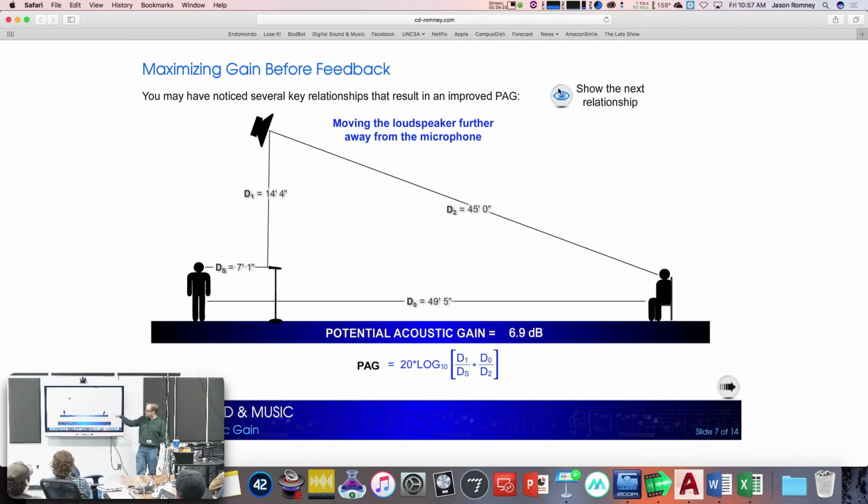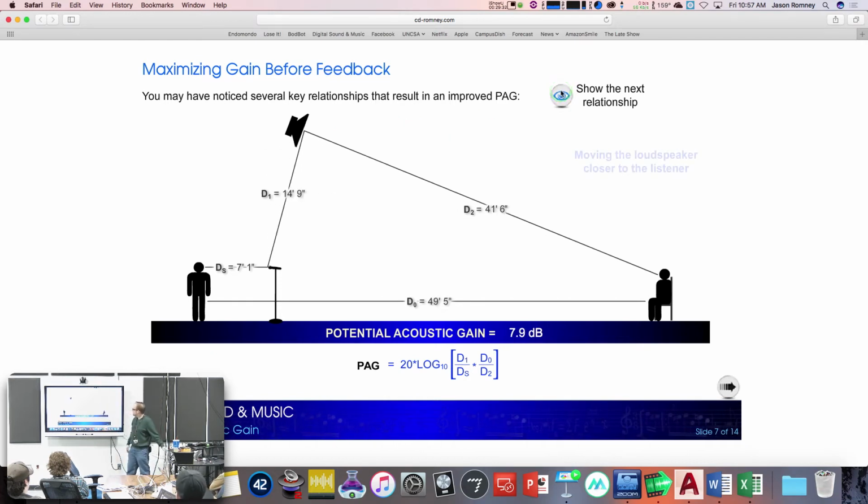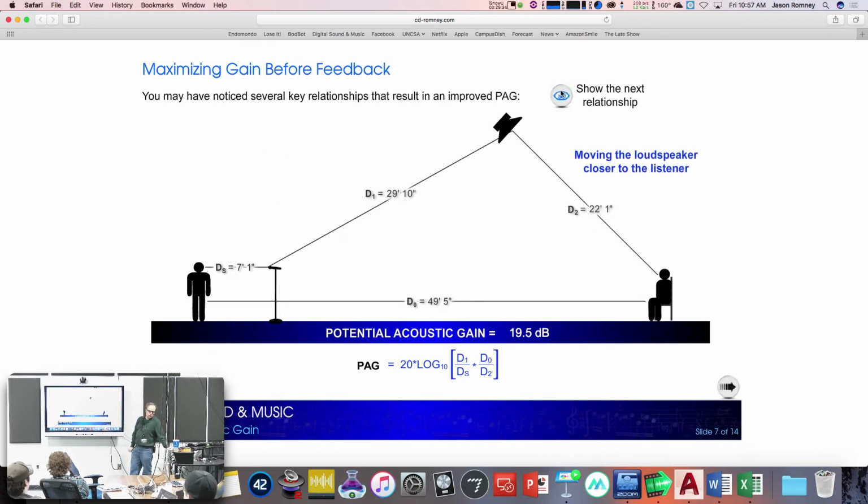See that? All we did is take the loudspeaker and move it straight up by 5 or 6 feet, and we gained 6 dB of gain. Yeah? Next thing. What if you could move the loudspeaker closer to the listener? Gain goes up. Now I'm at 19.5 dB of gain because I both got the loudspeaker further away from the mic and closer to the listener.